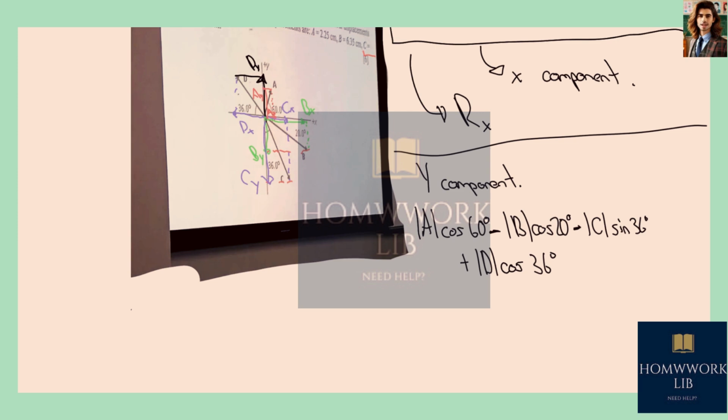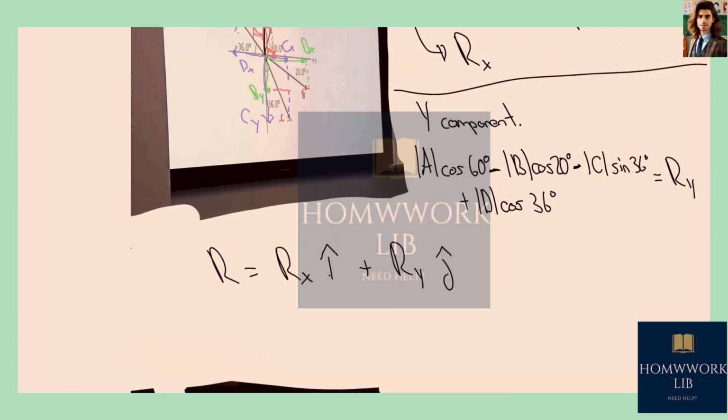Let me make some space over here. So actually I had to put it down just to have enough space for the picture, and the sum of all of these numbers is going to be the resulting vector on the y direction. Thus, the resultant can be written as resultant on x times the unit vector i direction plus resultant on y times the unit vector in the y direction. And with that, it would be all.